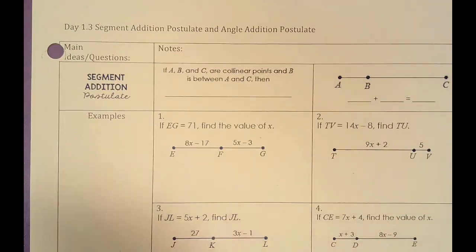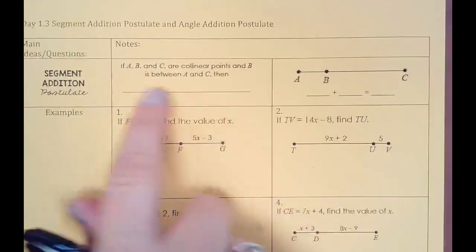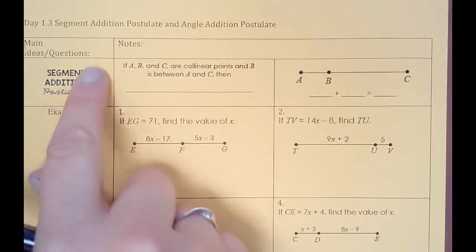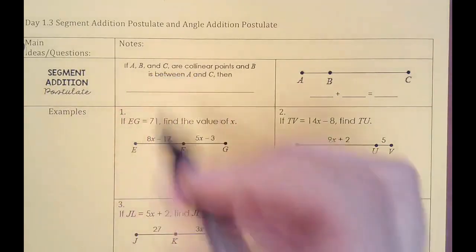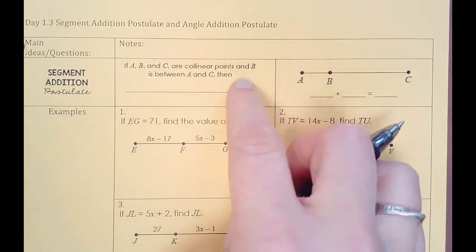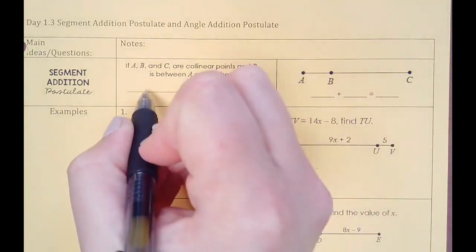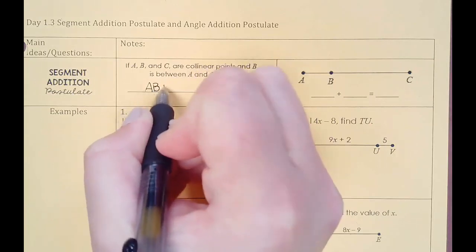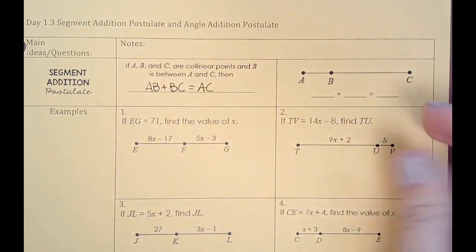Okay, so this is Unit 1A, Day 3, Segment Addition and Angle Addition Postulates. So, first one says segment addition postulate. If A, B, and C are collinear, meaning on the same line, and B is between A and C, then, here's our rule, AB plus BC equals AC. Now what does that mean?